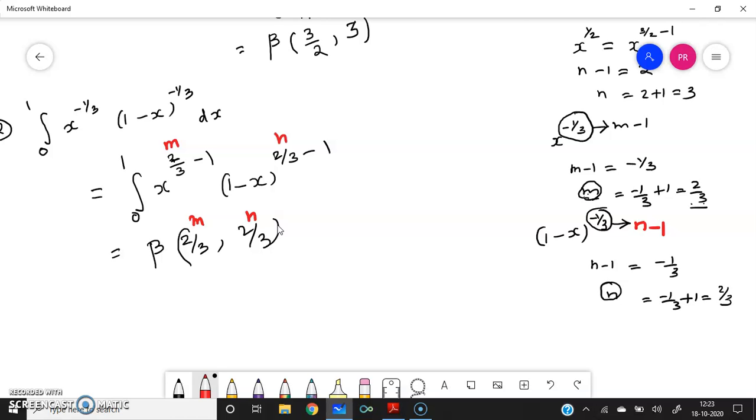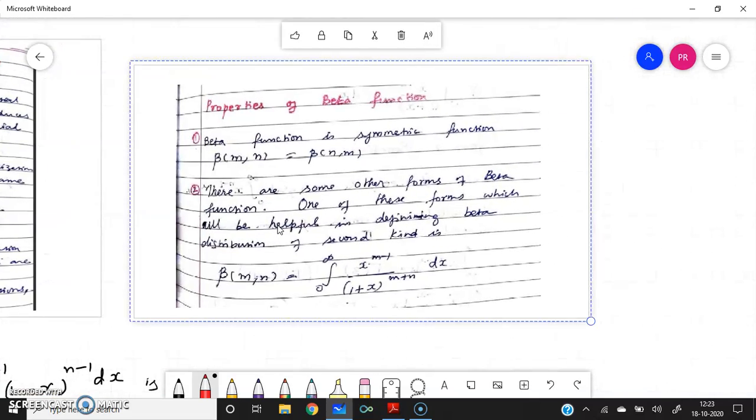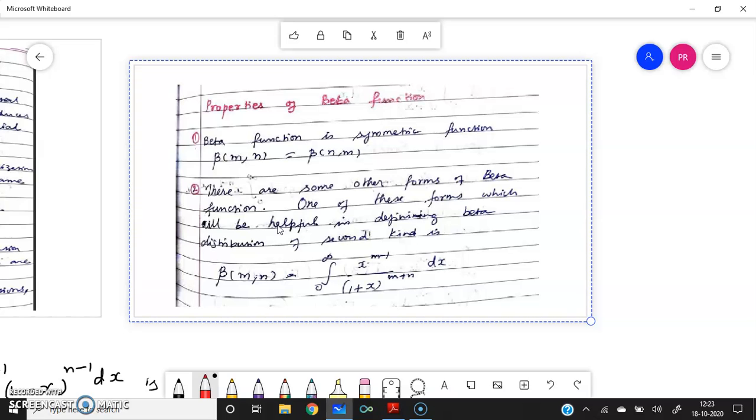Okay, now we will see the properties of the beta function. The first property is that the beta function is a symmetric function. Beta of m comma n is the same as beta of n comma m. There are some other forms of the beta function. One of these forms will be helpful in defining the beta distribution of the second kind, but we are not going to see the second kind, okay?